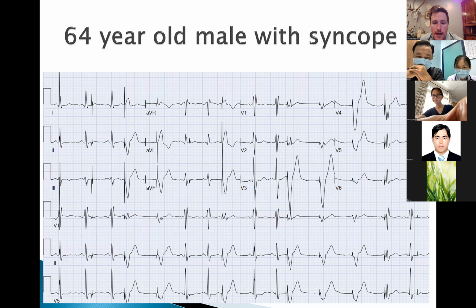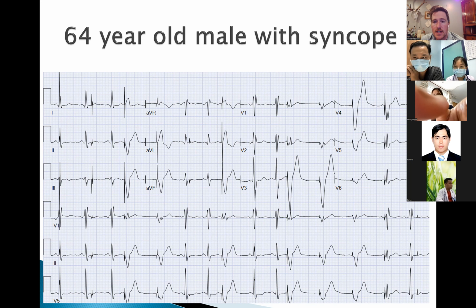We've got to look at what kind of pacer this is and what's being paced. Well, we see just one pacer spike and then the QRS complex. So this is a ventricular pacer. It is a wide QRS afterwards with left bundle branch block morphology. So it should be in the right ventricle.